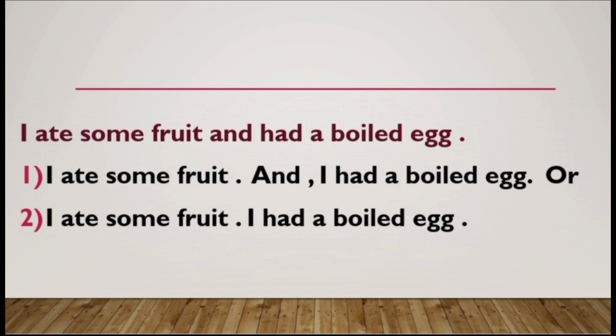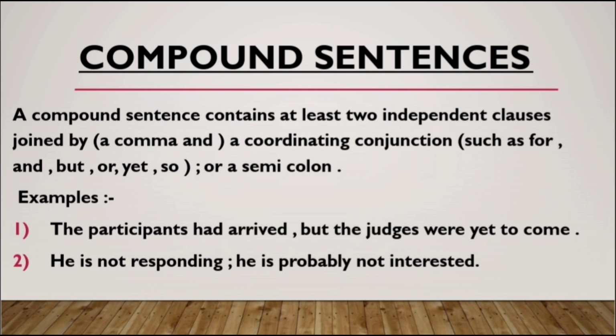Let us now understand the definition and the complete meaning of compound sentences. A compound sentence contains at least two independent clauses. The nature of the clauses in a compound sentence would always be independent. There could be more, but at least it should have two independent clauses, and those independent clauses should be joined by either a comma and a coordinating conjunction like for, and, but, or, yet, so, or it could be joined by a semicolon.